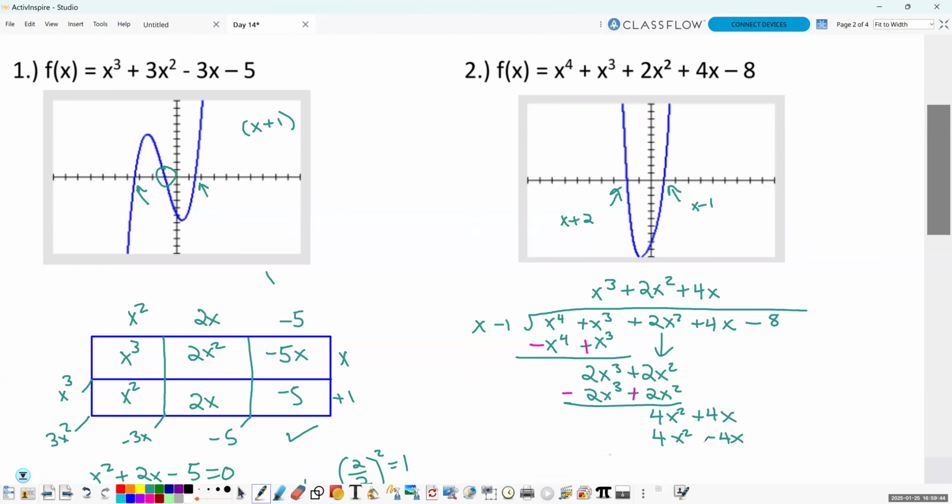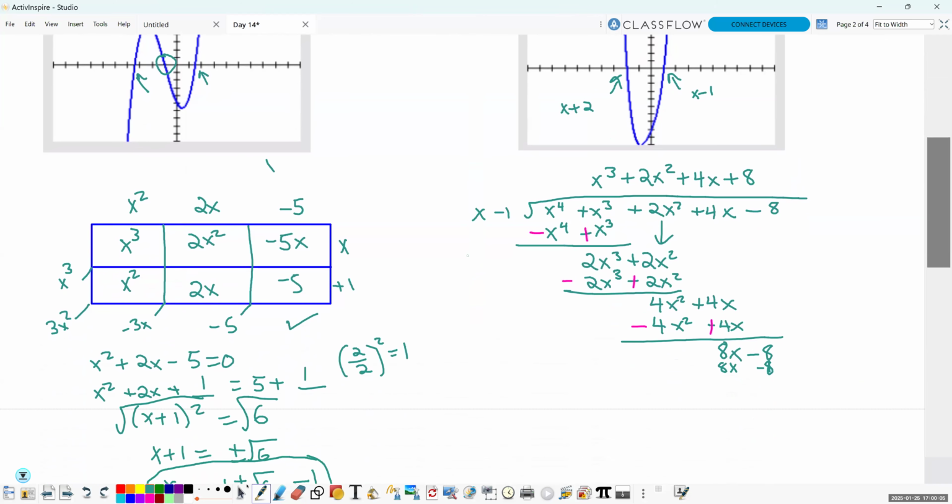Subtract and bring down. Gives us 8x minus 8. And again, we know this divides evenly because we got the 0 from the graph, which turns into a factor. So 8x divided by 8 is just 8. And then we end up with 8x minus 8. And there is no remainder.